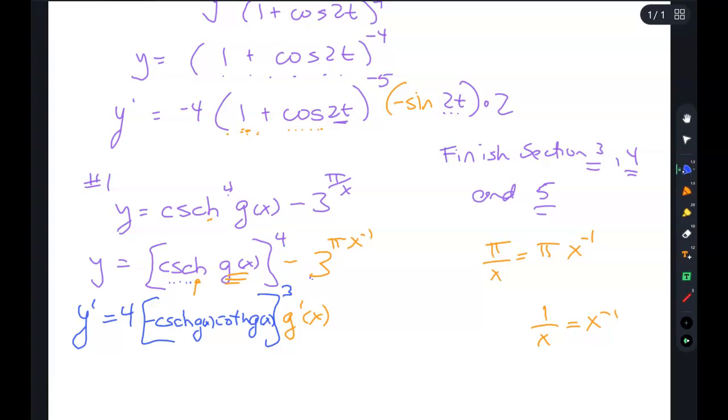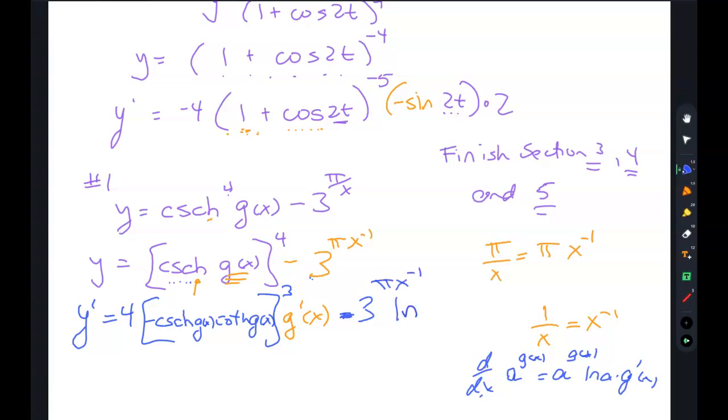Now we move on to this next term. The derivative of a to the g of x is a to the g of x, ln of a, and then the derivative of the g. So I'm going to carry this negative sign along. The derivative of this gives it itself: pi x to the negative 1, ln of 3. Let me erase here so I can make some room.